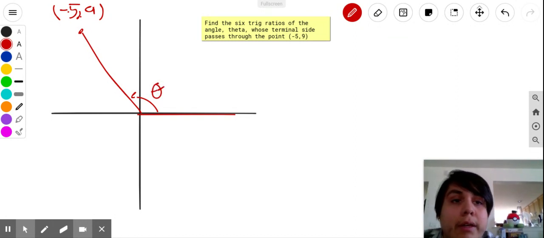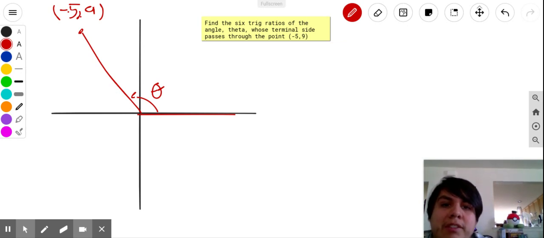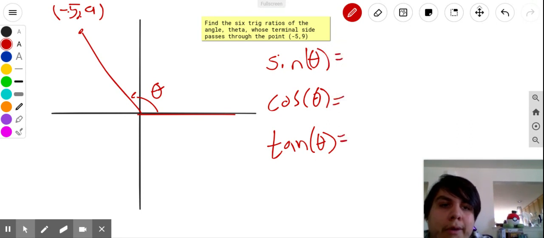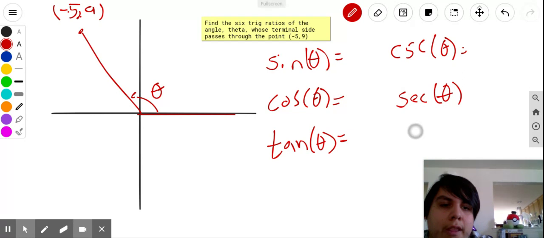So here's how we're going to do it. If I'm talking about the 6 trig ratios, I want sine of that theta. I want cosine of that theta. I want the tangent of that theta. And I need their reciprocals, so sine corresponds with cosecant of that angle, the secant of that angle, and the cotangent of that angle.